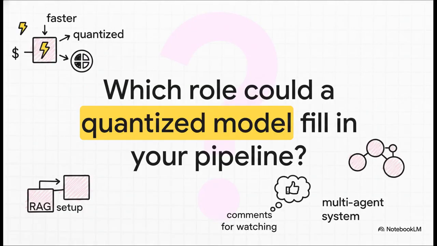So I'll leave you with this question to chew on. Look at your own AI pipeline. I don't care if it's a simple RAG setup or a super complex multi-agent system. Which role in that pipeline could you fill with a faster, cheaper, quantized model starting today?